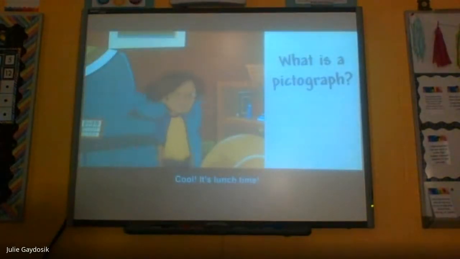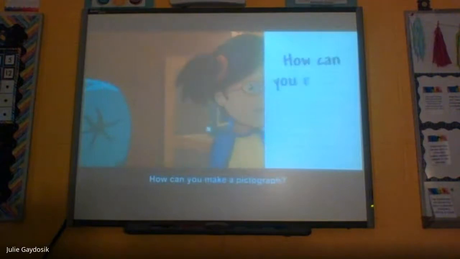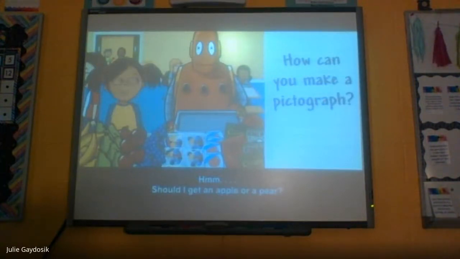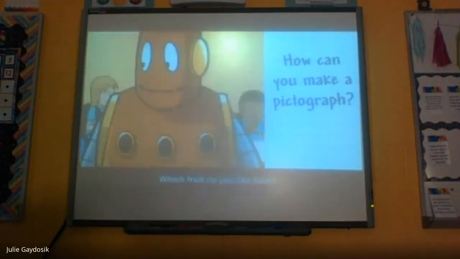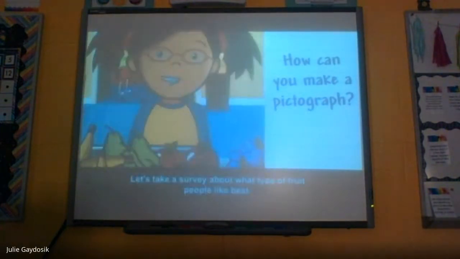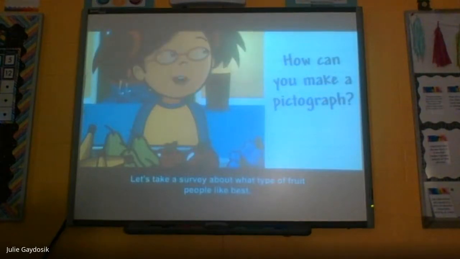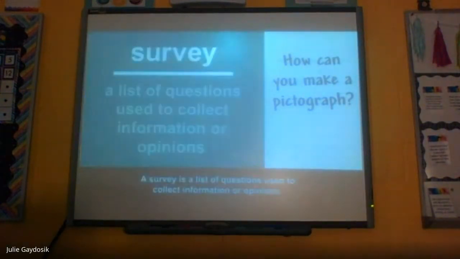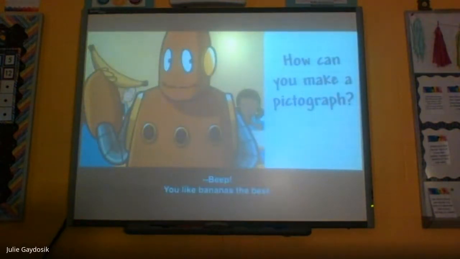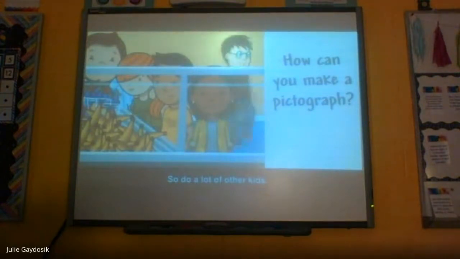Cool, it's lunchtime. How can you make a pictograph? I'm starving. Should I get an apple or a pear? Which fruit do you like best? Let's take a survey about what type of fruit people like best. A survey is a list of questions used to collect information or opinions. You like bananas the best, and so do a lot of other kids.